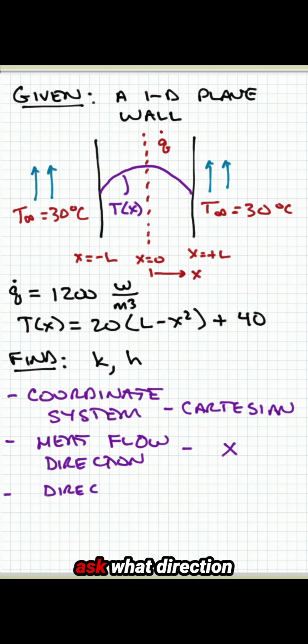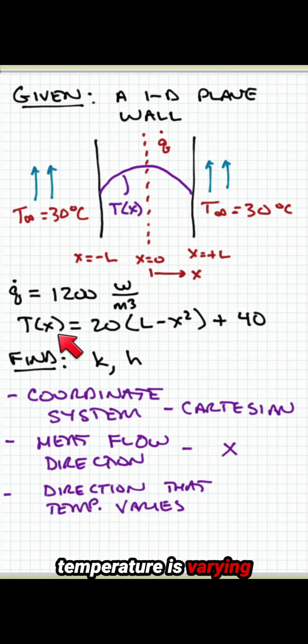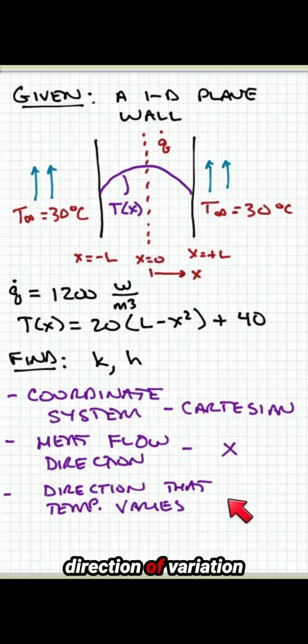And finally, we can ask what direction the temperature is varying. All right, in this problem, we're given actually a temperature distribution, so we can see that temperature is varying in the x direction. And remember, again, we're talking only about 1D problems, so there can only be one direction of heat flow, one component, and one direction of variation of the temperature.